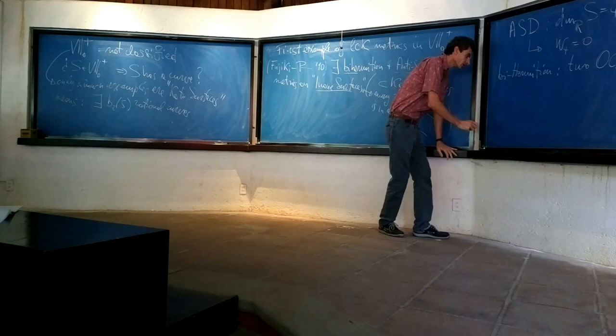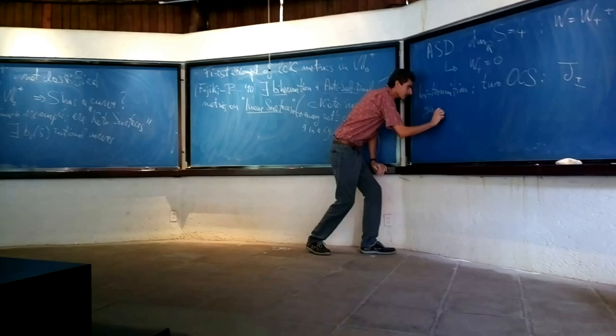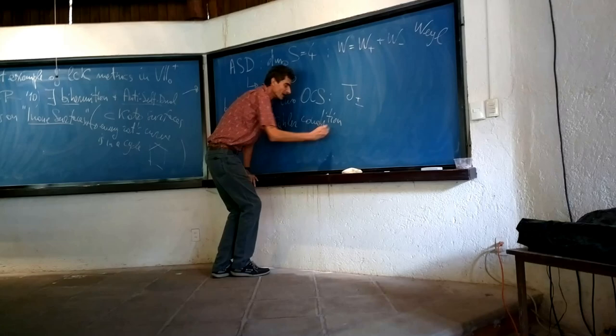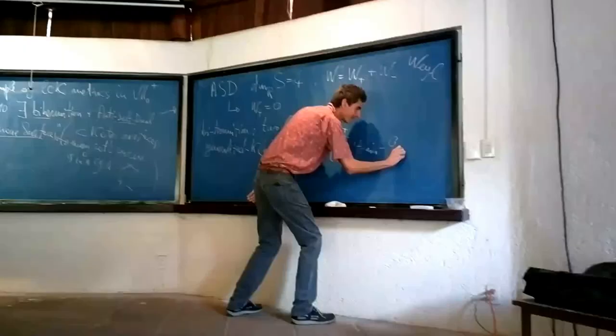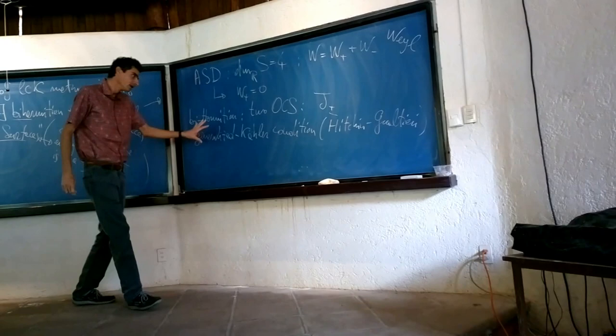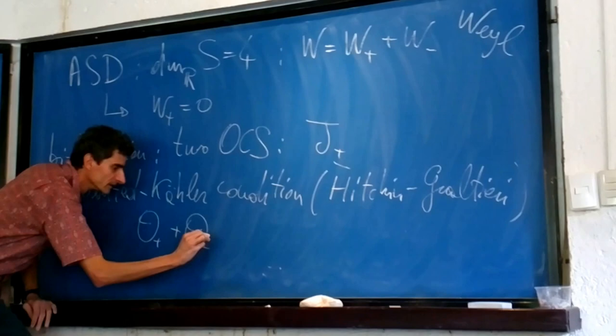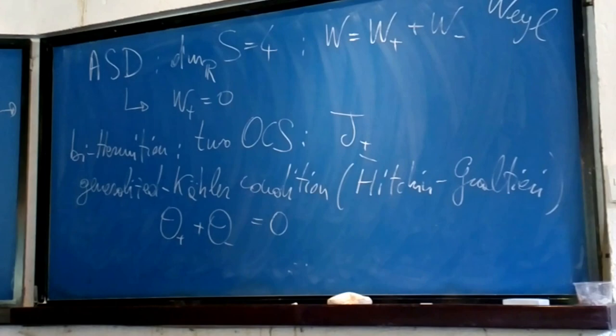And in this context, this is the content of generalized Kähler geometry, as introduced by Gualtieri. And in dimension 4, this generalized Kähler condition is equivalent to having a bi-Hermitian metric like this, where J plus and J minus are both integrable, and the differential equation is that the sum of the Lee forms should be zero.